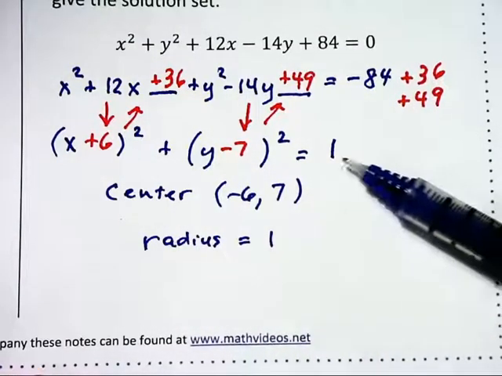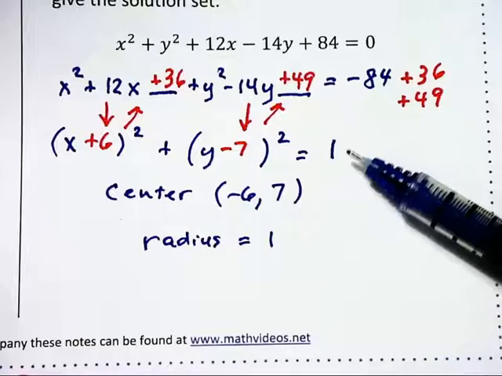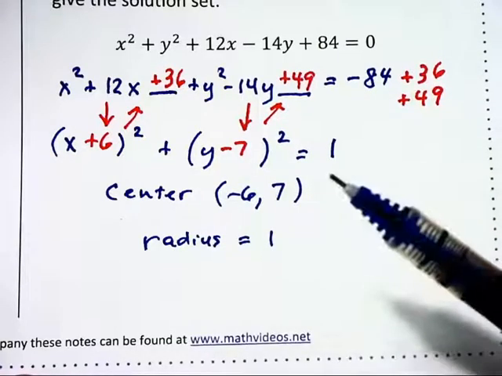Had the r squared not been 1, had it been a 0, there'd be no radius, and that would be the degenerate case, and the graph would just be the point at the center, and there'd be no radius by which to draw a circle. So that would be the degenerate case.